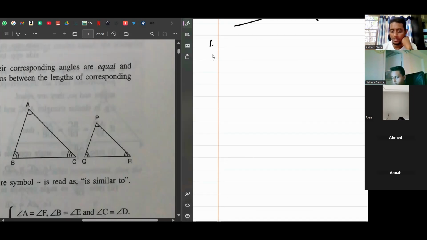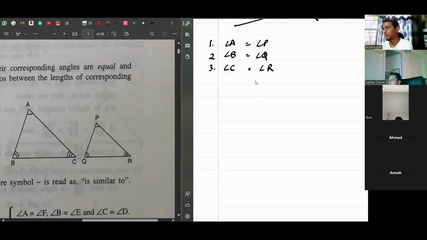First is one angle. Angle A is equal to angle P. Second, angle B is equal to angle Q. And angle C, clear, is equal to what? Angle R. So three parts we have which are equal. And then you have three more parts. Which are the three more parts? The sides. Okay. Now are the sides equal?